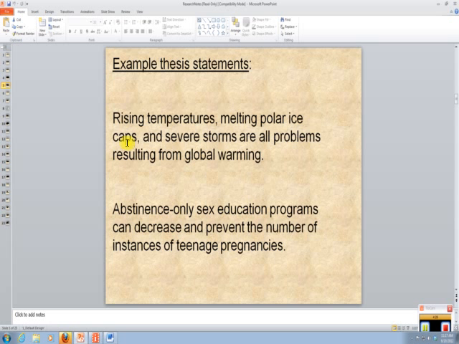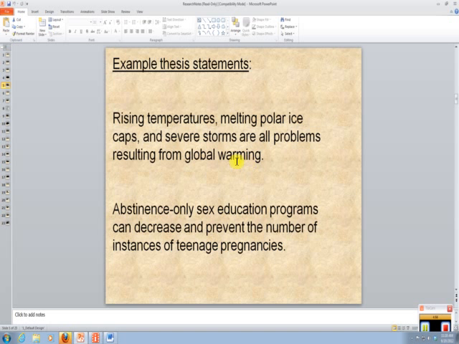This thesis statement says rising temperatures, melting polar ice caps, and severe storms are all problems resulting from global warming. Now, your topic is mentioned in the thesis statement because, of course, your thesis statement is the focus of the paper, and you definitely want to mention your topic. But this particular person is taking the angle that the temperatures, the melting ice caps, and storms are all problems that result from global warming.